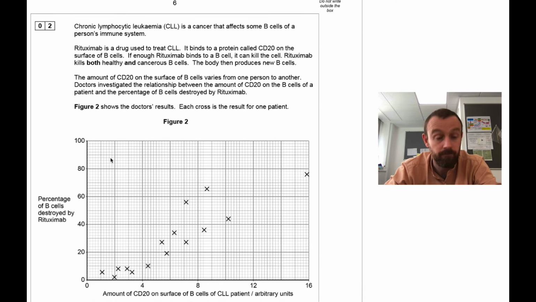Question 2. Chronic lymphocytic leukemia, CLL, is a cancer that affects some B cells of a person's immune system. Okay, these are B cells, not beta cells. It's slightly confusing. The first question is about beta cells. B cells produce antibodies. We need to remember that.